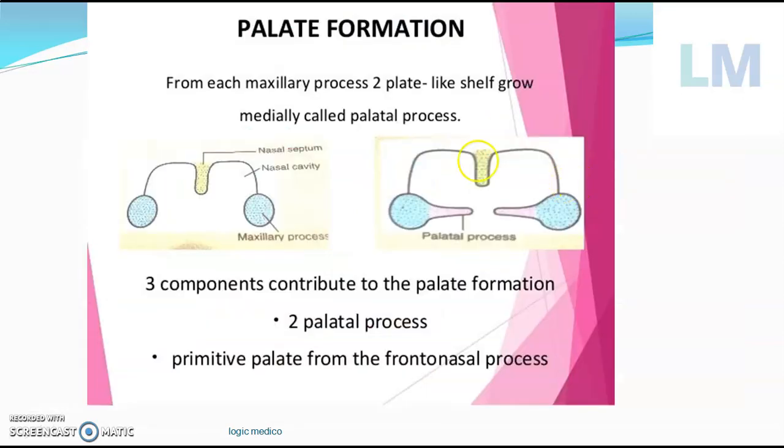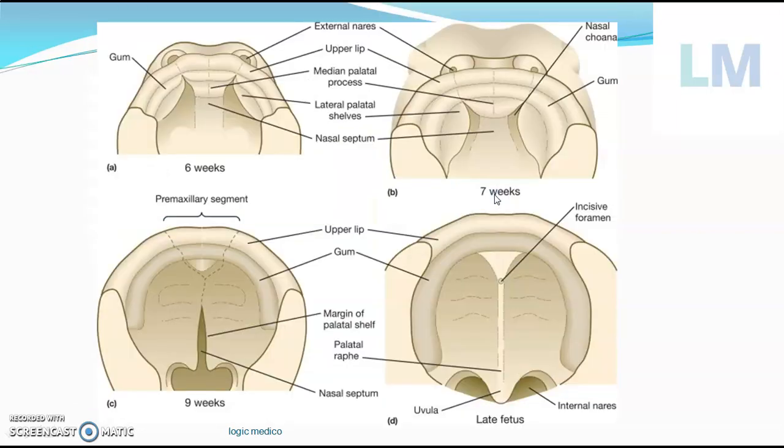The same thing can be explained in the line diagram for you to write in an exam. So the lowermost part of the nasal septum, median nasal process, gives rise to a wedge-like extension called the primitive palate. This is a maxillary process cut section. The inner surface of this gives a horizontal shelf-like projection called the palatal process. These palatal processes along with the primitive palate form the definitive palate.